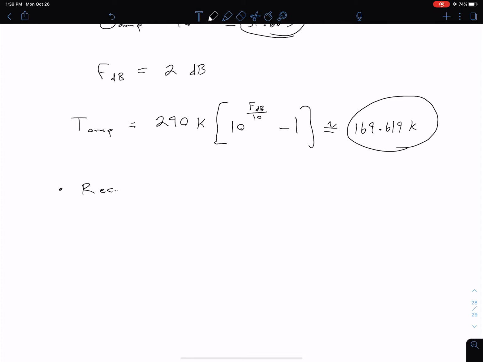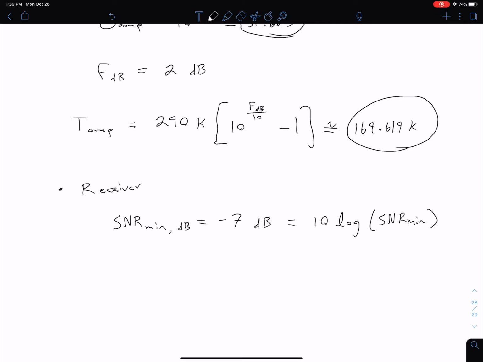So looking at our receiver, we have that our SNR min in dB was equal to -7 dB. And so of course, using the similar relation we had above, we can say this is 10 log of our linear signal to noise ratio min. So that linear signal to noise ratio is just going to be equal to 10 to the -7 over 10. Plugging that in, we get that that's about 0.200.